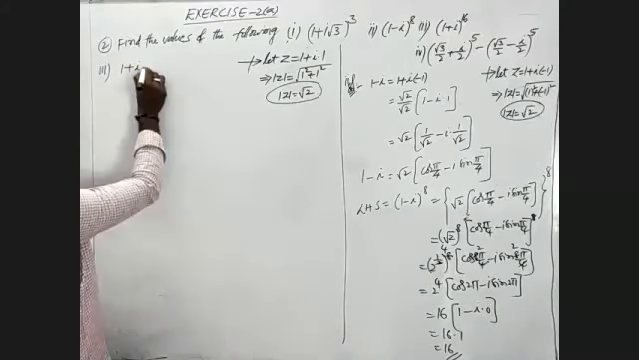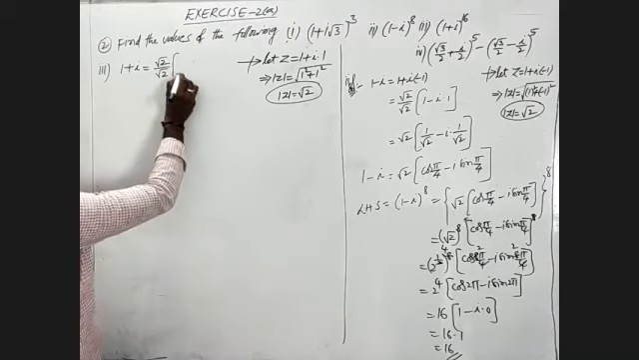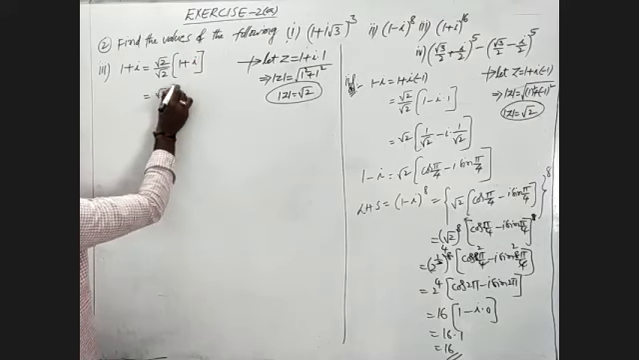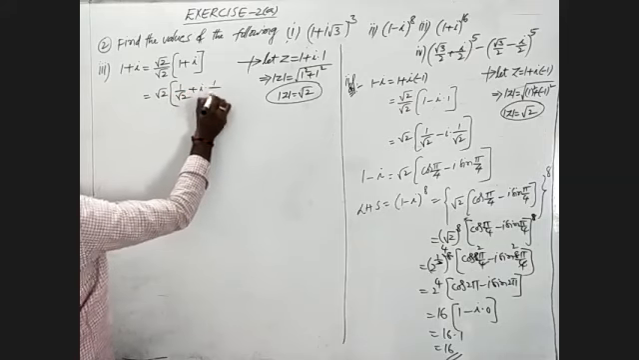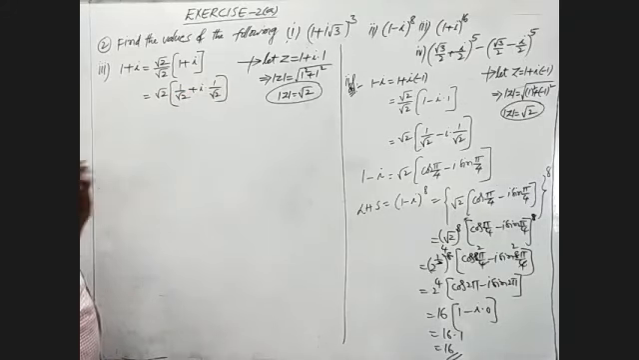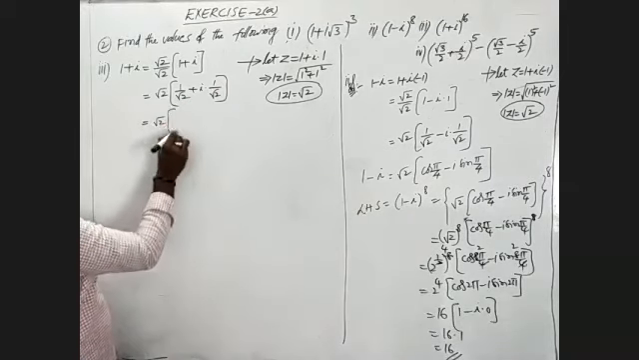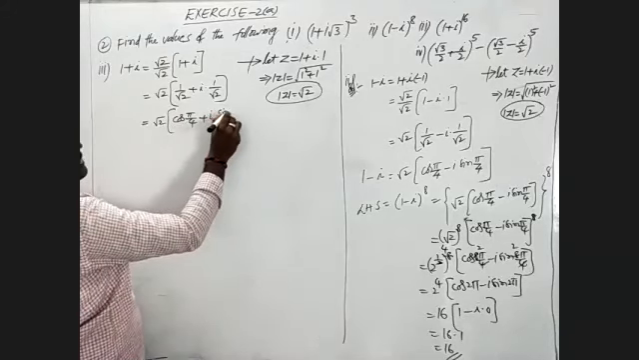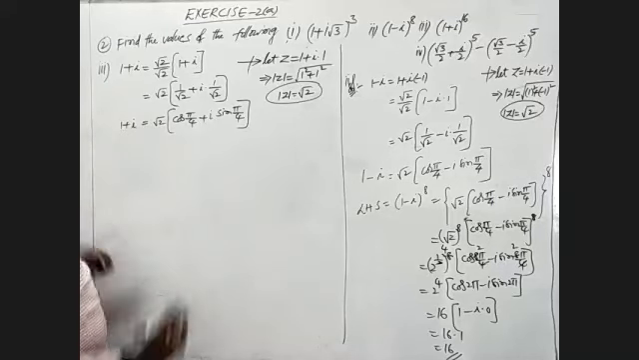Here the numerator and denominator can be multiplied and divided by root 2. That means root 2 by root 2 into 1 plus i. This becomes root 2 into 1 by root 2 plus i into 1 by root 2. Here 1 by root 2 is cos pi by 4, so I will write root 2 into cos pi by 4 plus i sin pi by 4. This is the value of 1 plus i.